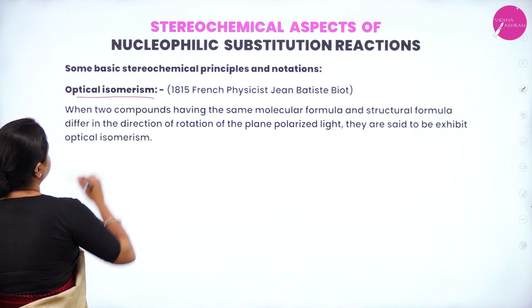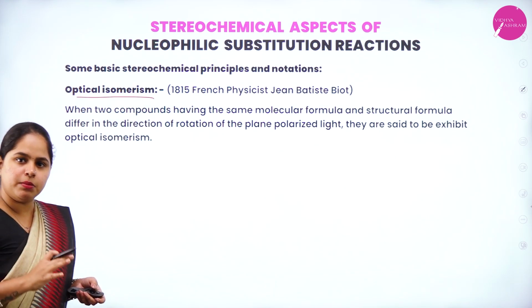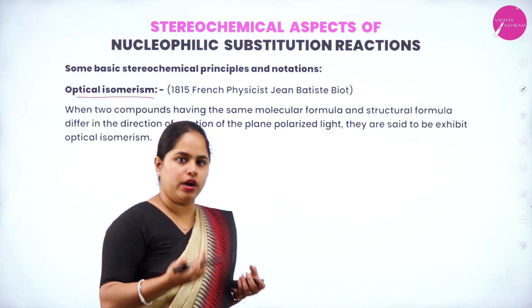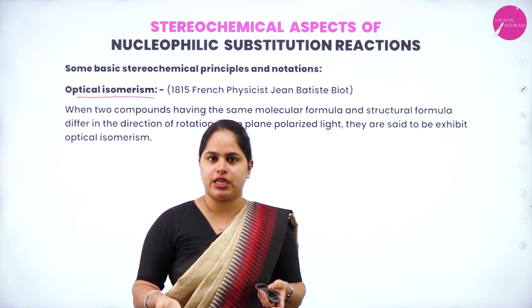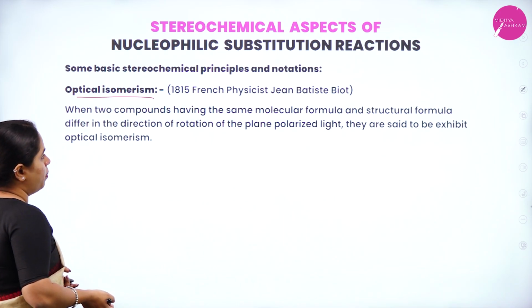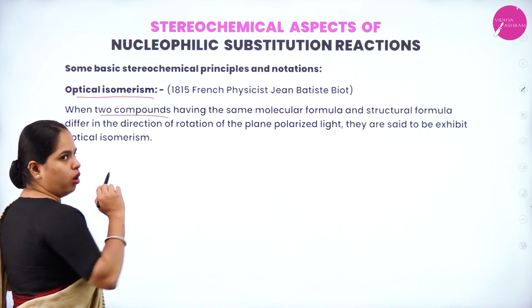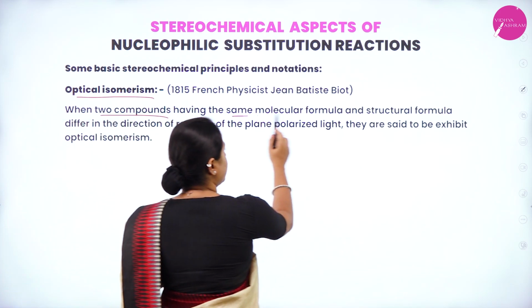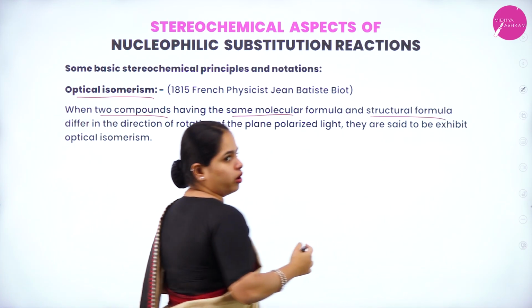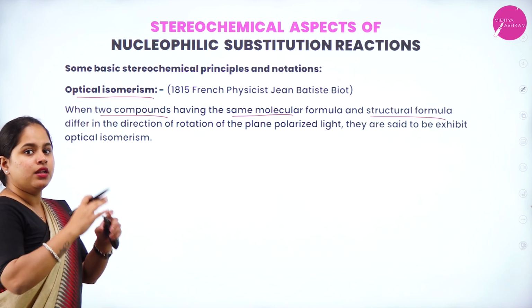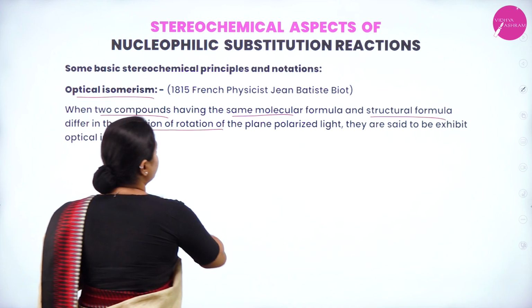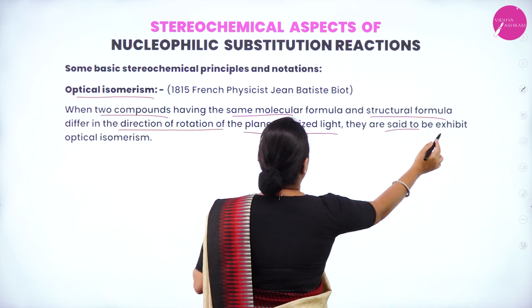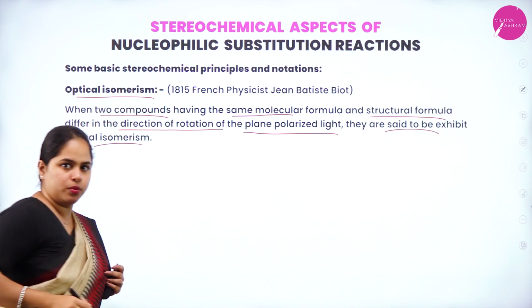So first is optical isomerism. You might be familiar with optical isomerism already. In class 11 itself you have studied what is geometrical isomerism and optical isomerism, right? So there are two compounds which have the same molecular formula and the same structural formula also. Then what is differing? They differ in the direction of rotation of the plane polarized light. They are said to exhibit optical isomerism.